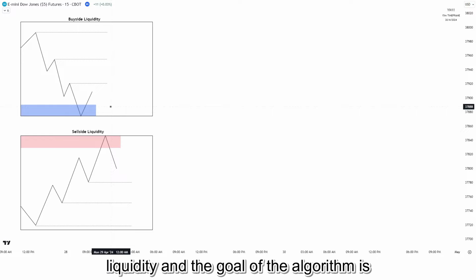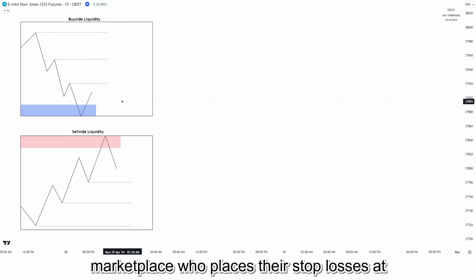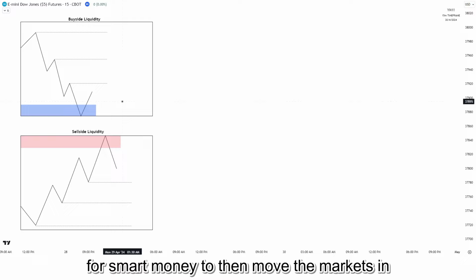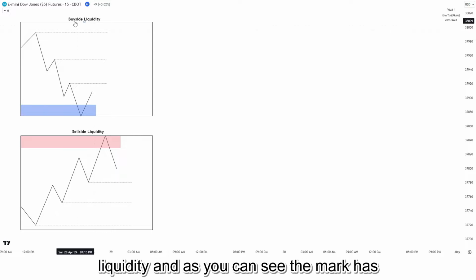And the goal of the algorithm is to then take out of the marketplace the traders who place their stop losses at these weak levels, and offset their position for smart money to then move the markets in the direction that they want. In this depiction here, we have this buy side liquidity.